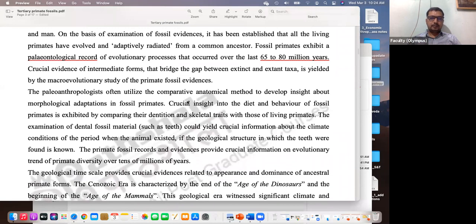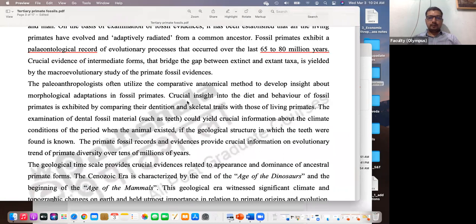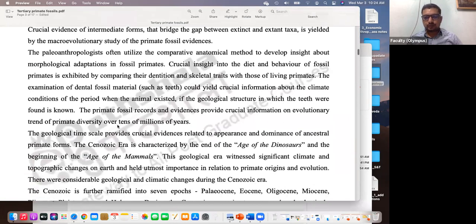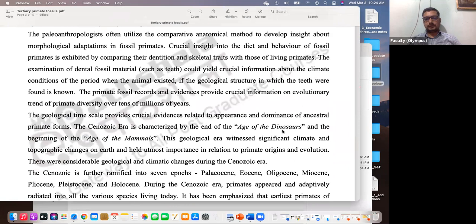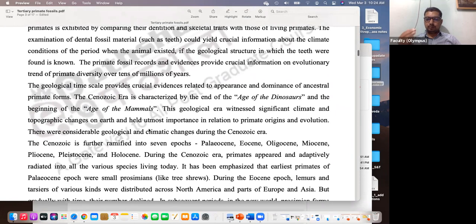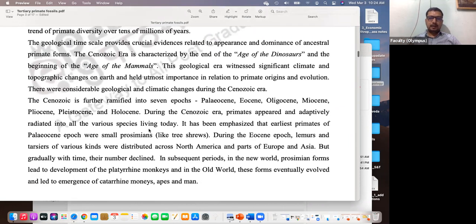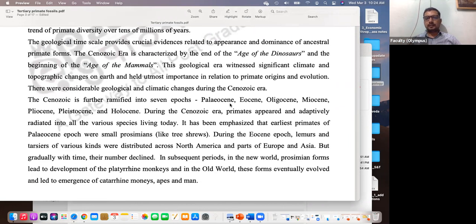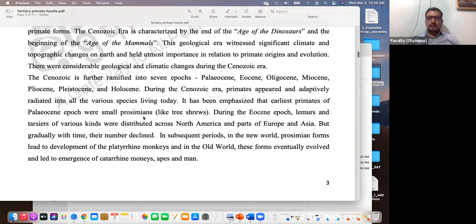Eventually we started seeing various other clues related to that. For example, the Cenozoic era had shown the age of dinosaurs and the beginning of the age of mammals. So eventually from those mammals, primates started showing up. I was already telling you that the Cenozoic era was classified into Paleo, Eo, Oligo, Mio, Plio, and Pleistocene, and Holocene, the Tertiary and Quaternary periods. And this is where, in the Cenozoic era, primates appeared and started radiating, meaning diversifying basically.